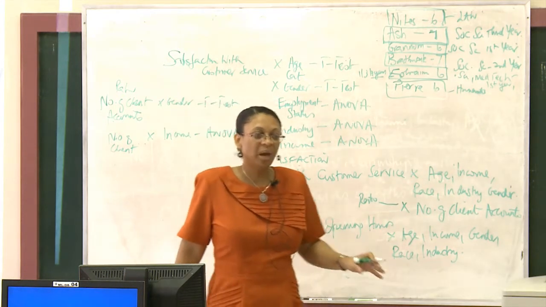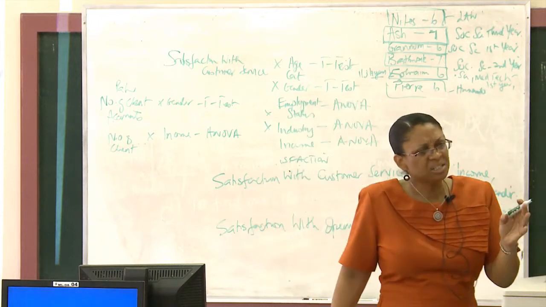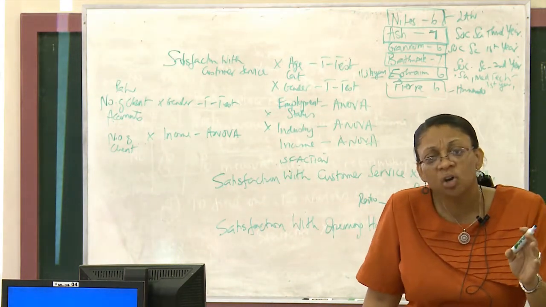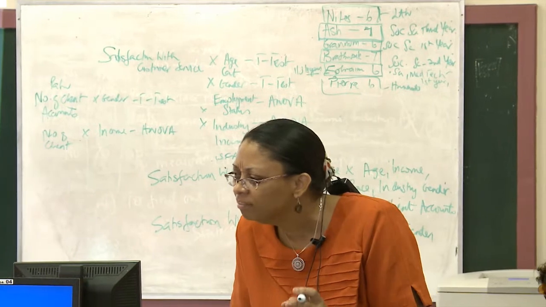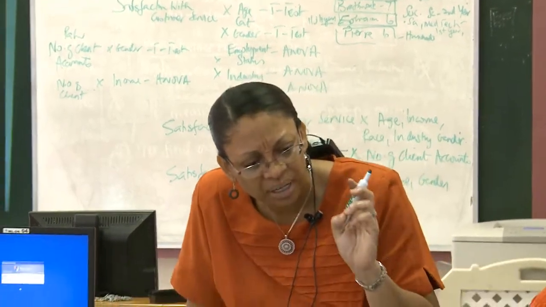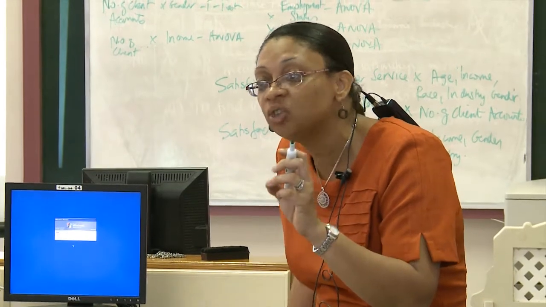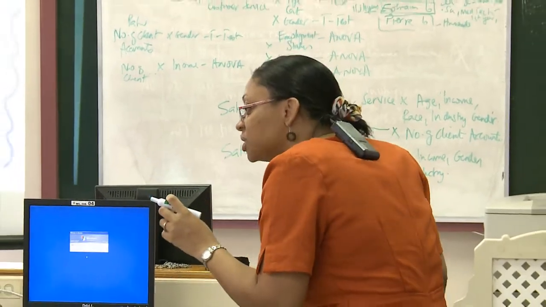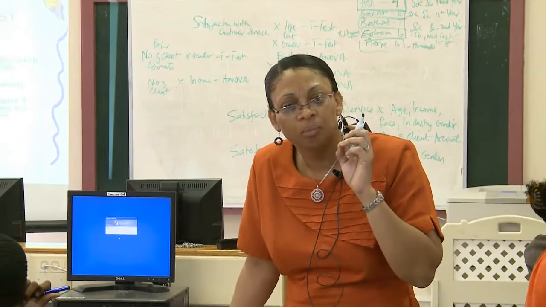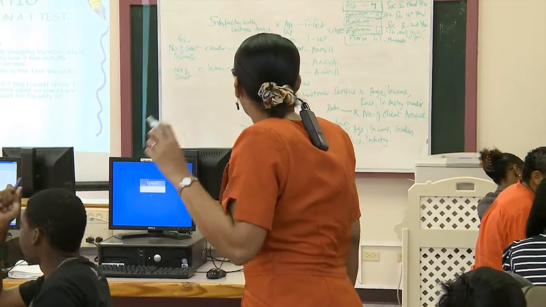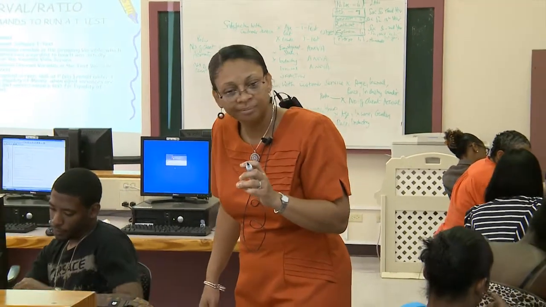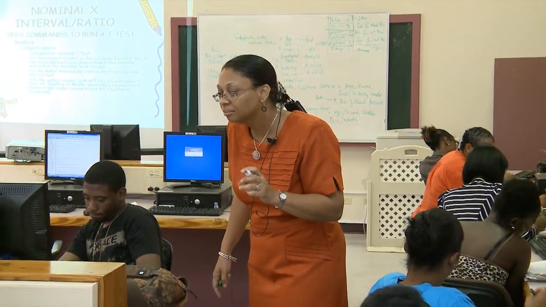So anytime I'm running either an interval or a ratio by a nominal, I look to see how many categories are in the nominal. If the nominal has 2 categories, I'm running a t-test. If the nominal has more than 2 categories, I'm running an ANOVA. Got that? Good.